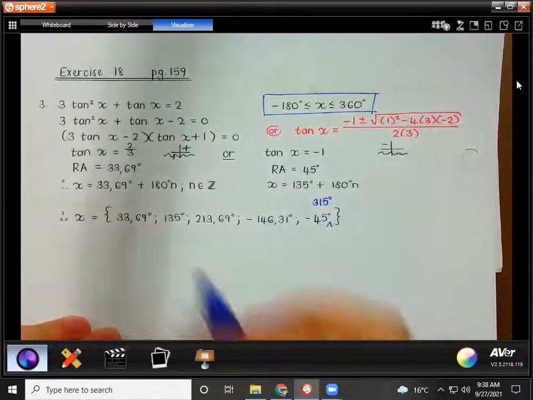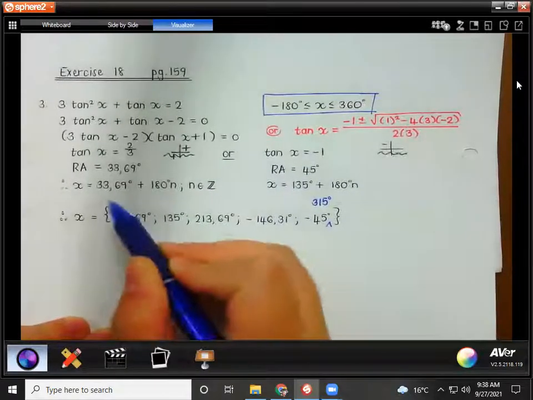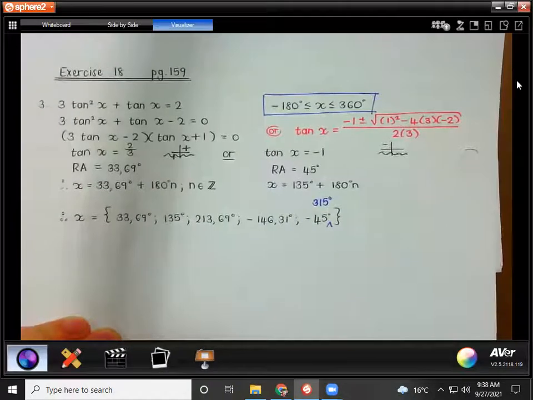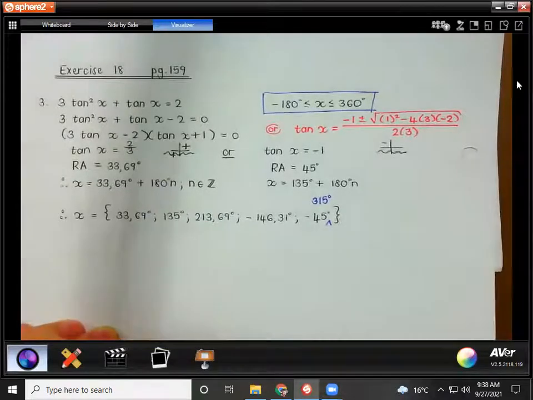Like I said, guys, if you're using this notation, this is set notation. If you're using these curly brackets, you don't have to write them in any particular order. So you can literally just write them down as you're finding them. So I would suggest that you do that.